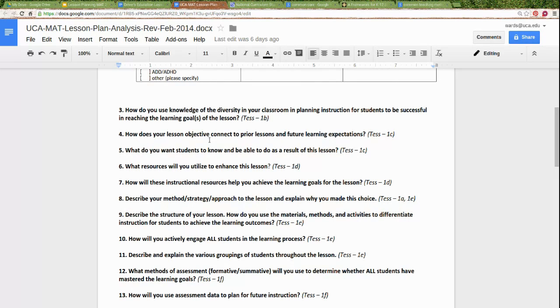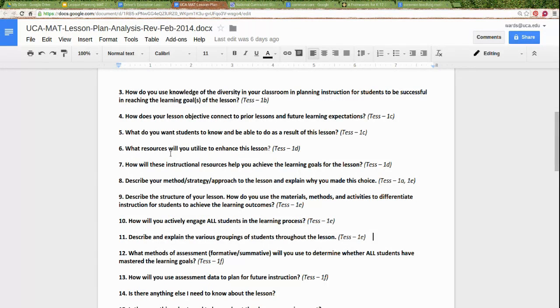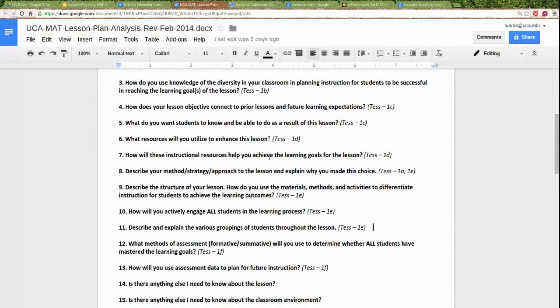Number four, this is objective to previous and future lessons. Keep them close, not years ago, not weeks ago. Try to connect to very recent, previous, and near future lessons. Restatement of your objective with a little bit of elaboration. List of your resources, explaining why you've chosen those resources. This is where you want to align closely with your objectives. Naming your method, explaining why you made that choice and aligning with your objective.